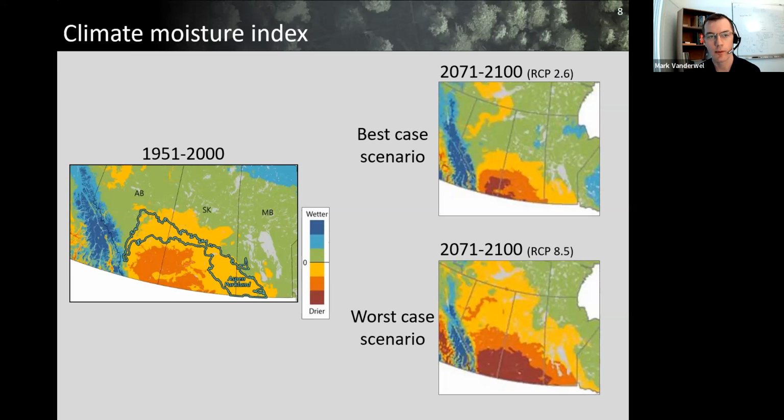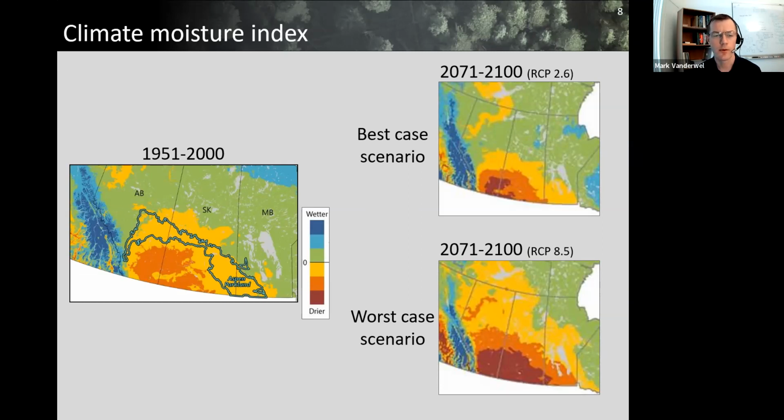So areas where that climate moisture index is negative, that is, there's more potential evapotranspiration than precipitation, correspond to prairie and aspen parkland regions. So these are areas colored in yellow, orange, and red on these maps. Areas where the climate moisture index is positive, that is, there's more precipitation than potential evapotranspiration, tend to support continuous forest covers. So this is the areas in green and blue, representing the boreal forest to the north and the boreal cordillera to the west.